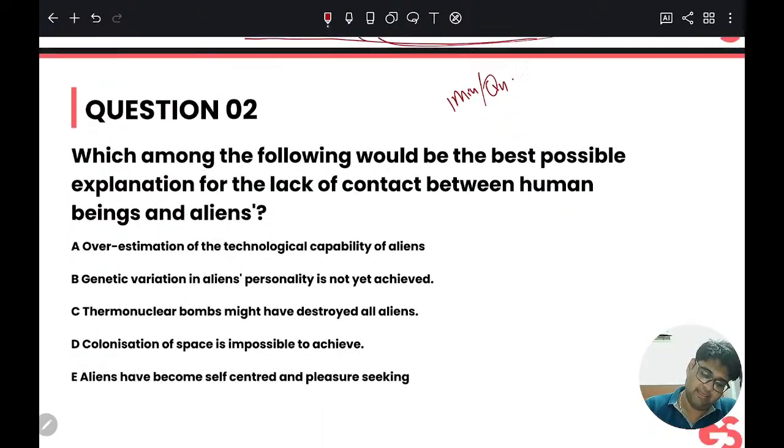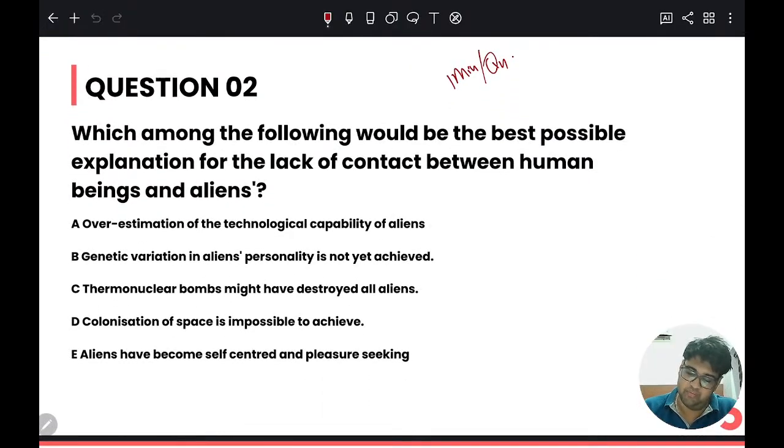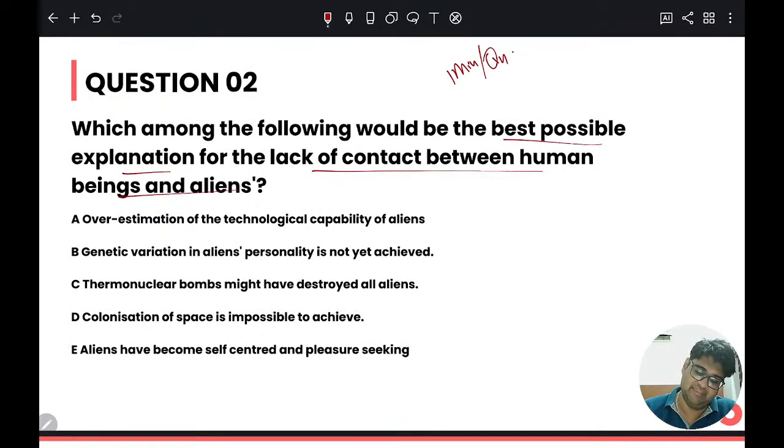Cool. Second, which among the following would be the best possible explanation for the lack of contact between human beings and aliens? Okay, now what is the best possible explanation for the lack of contact between human beings and aliens? Overestimation of the technological capability of aliens.